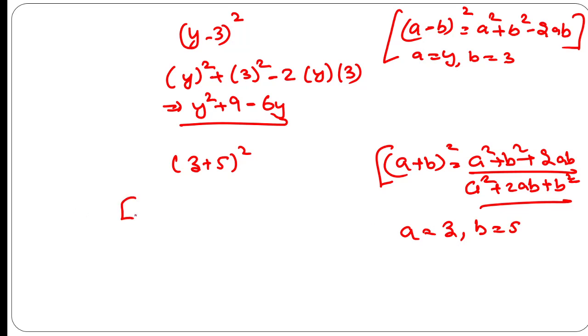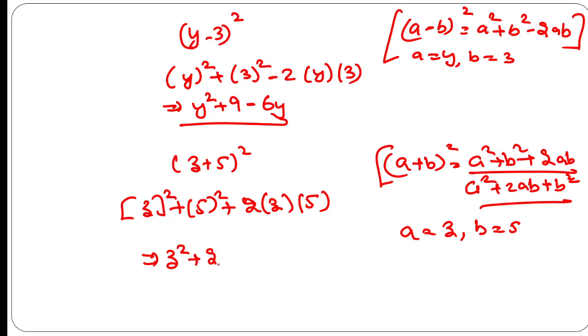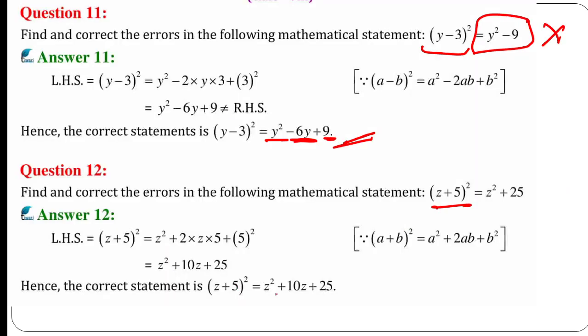So we will use the formula, that is a square means z square plus b square, b square is 5 square, plus 2 into a which is z, b is 5. So on solving, what will we obtain? z square, 5 square is 25, plus 2 times 5 is 10z. So that is your answer, z square plus 25 plus 10z. The given answer z square plus 25 is wrong. So this is your correct answer.